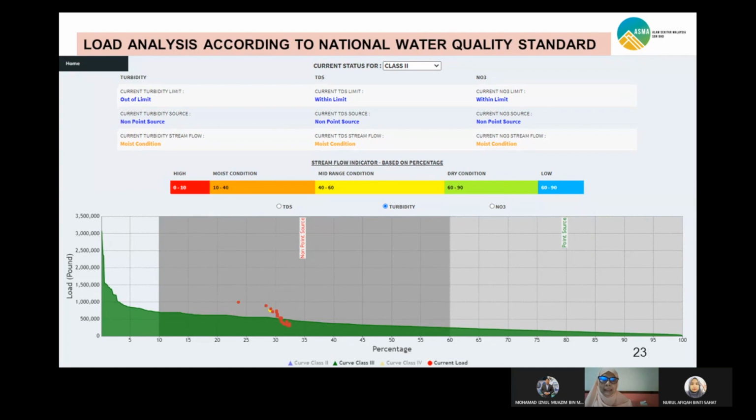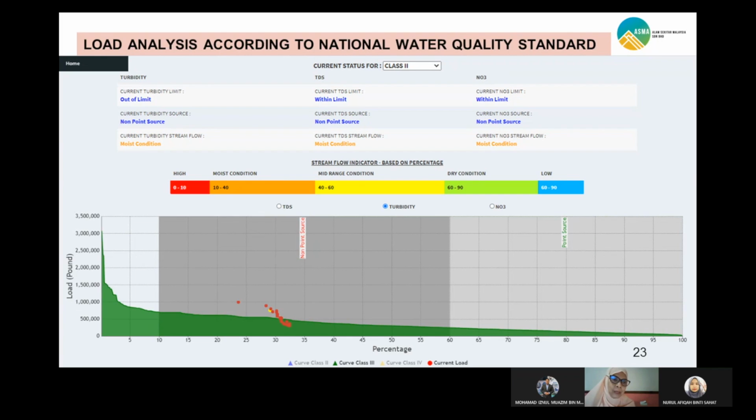Okay, this is the full screen to show the analysis of these pollutant loads based on the National Water Quality Standards. So you can see there is a drawdown on the current status for what class you can choose, which class you want to see the trends in the pollutant loadings, and it gives you the readings as you like.